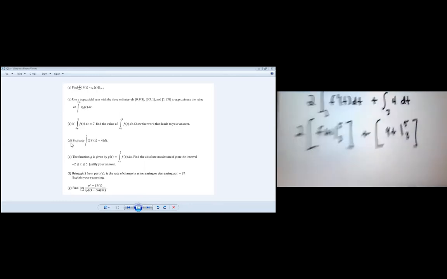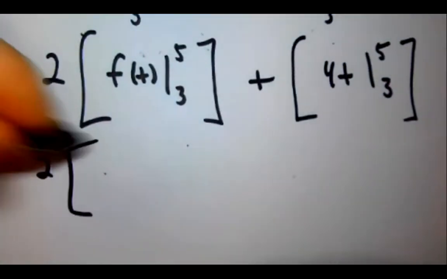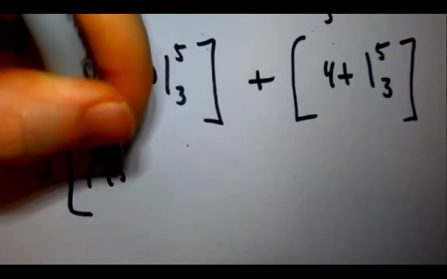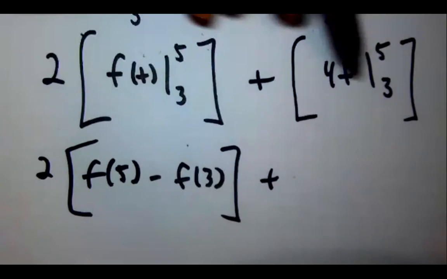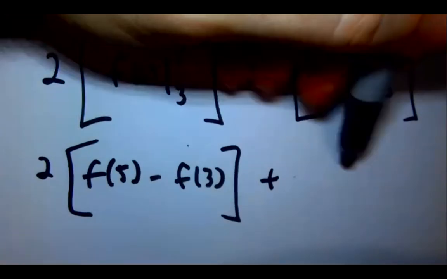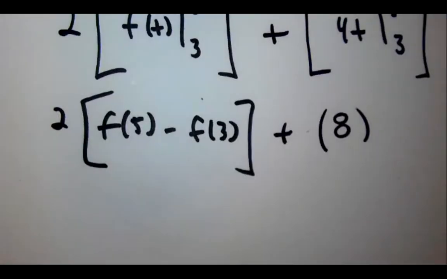All we do now is shove in some bounds, see what we get. So this would be 2 times f of 5 minus f of 3 plus 20 minus 12, which is 8. We need to figure out f of 5 minus f of 3. So we have a graph for f. So now we want to go check out the graph and see what we get.